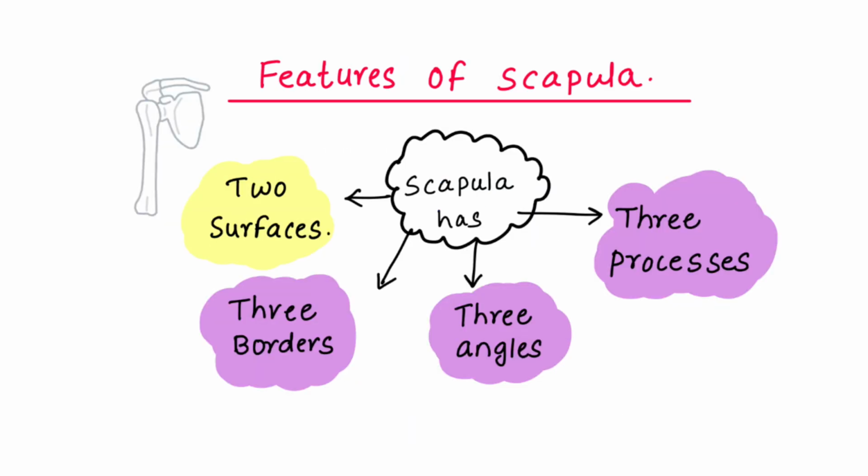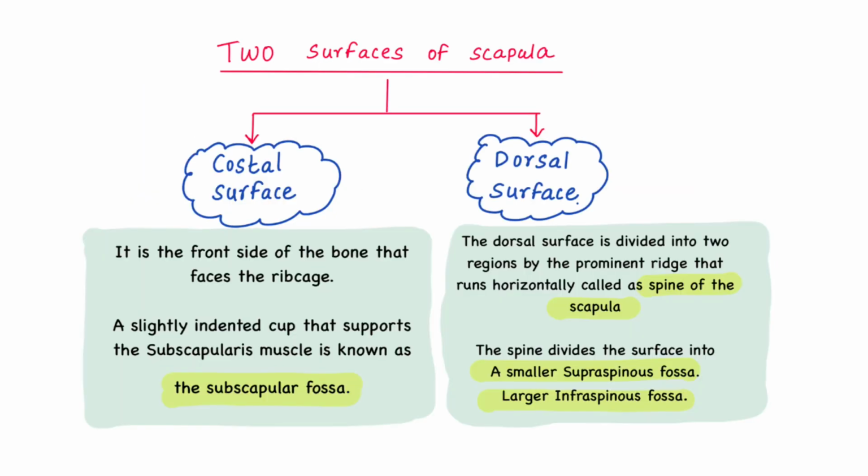Now we'll see the features of the scapula. The scapula has two surfaces, three borders, three angles, and three processes. Now we will revise it in detail. The scapula has two surfaces, the costal surface and the dorsal surface. We know that the scapula lies posteriorly, posterior to the thoracic cage.